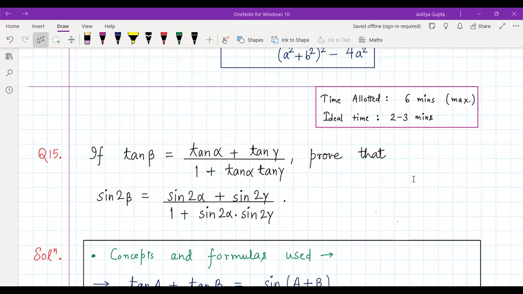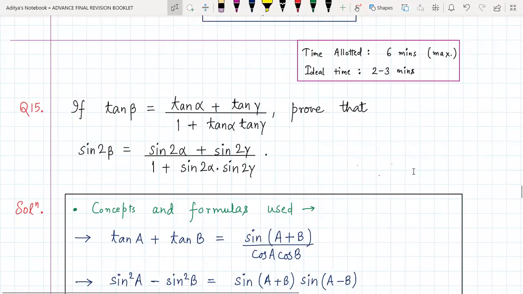The maximum time allotted for this question would be 6 minutes, and ideally you should try to do it within 2 to 3 minutes. So you can pause the video, give the question a try, then return back to have a look at the solution. The question is pretty easy.